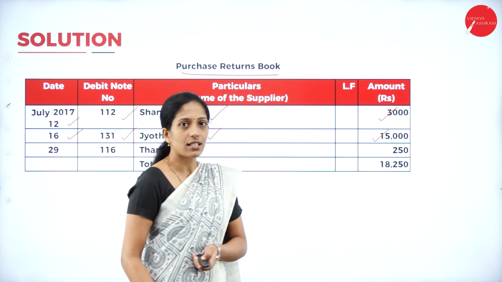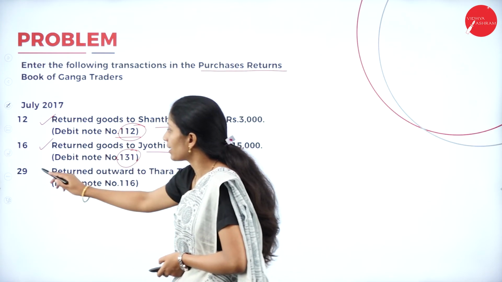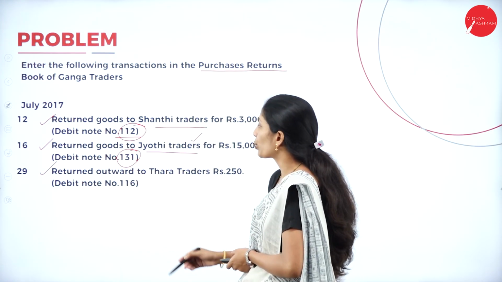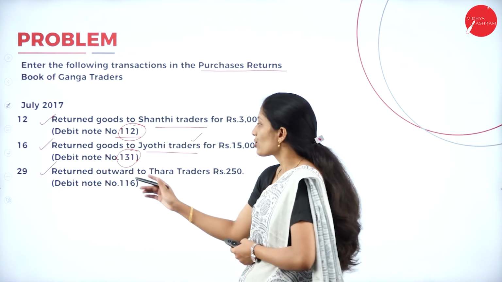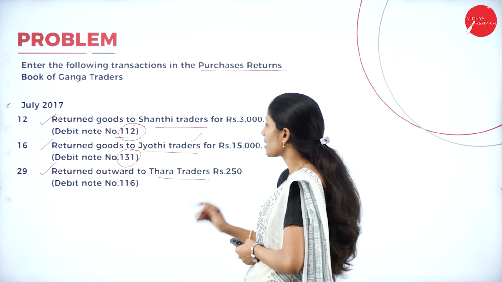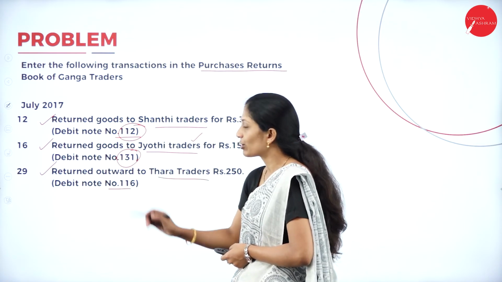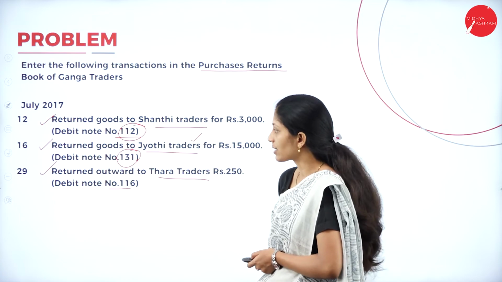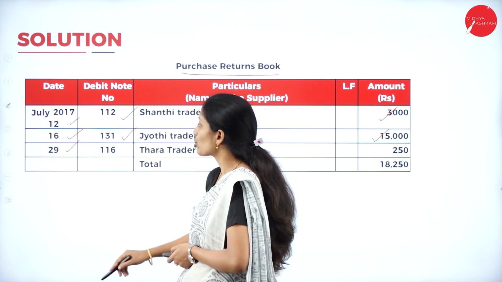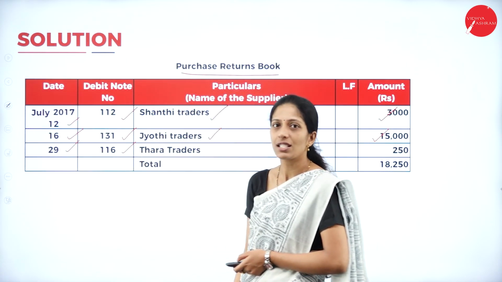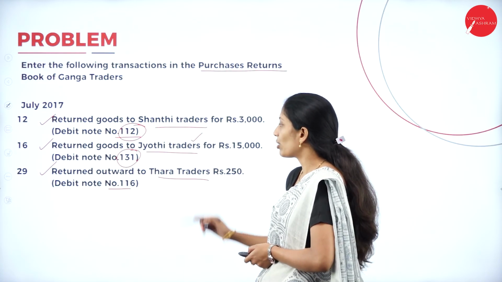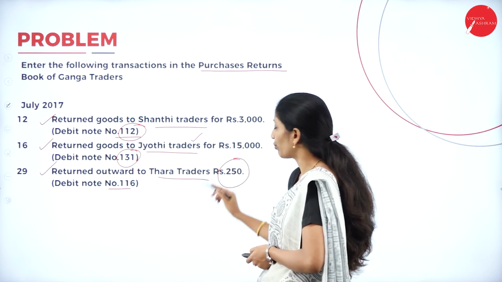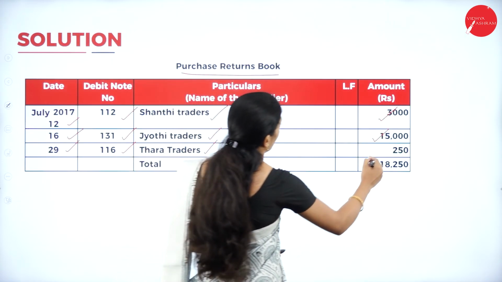Now coming to the next transaction, that is 29th July, returned outward. So returned outward means what? That is purchase return. So returned outward to Tara Traders rupees 250 and the debit note number is 116. So write the date 29th July, debit note number is 116 and name of the supplier is Tara Traders and the amount is how much? That is 250. That is write 250 in the amount column.